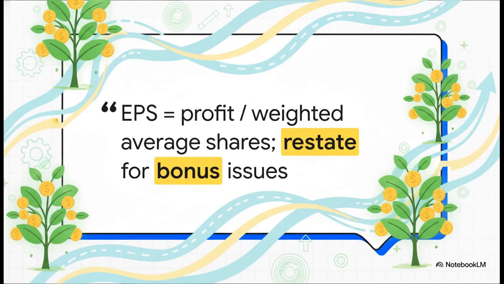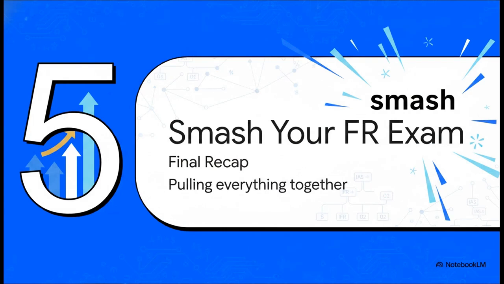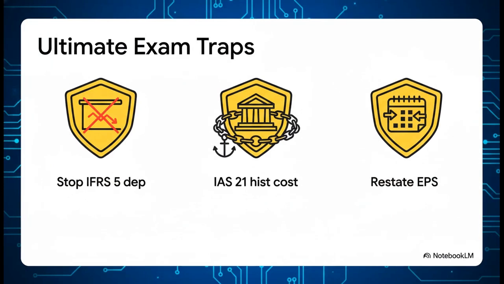So, our third and final summary trigger to complete your mental map is this. EPS equals profit divided by weighted average shares. Restate for bonus issues. Diluted includes potential shares. Keeping this straight in your head makes the math so much less intimidating. And finally, Section 5, smash your FR exam. Looking back at our whole corporate journey today, 3 major exam traps really stand out.